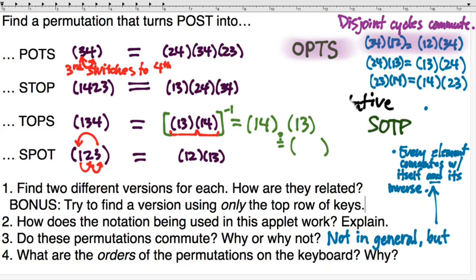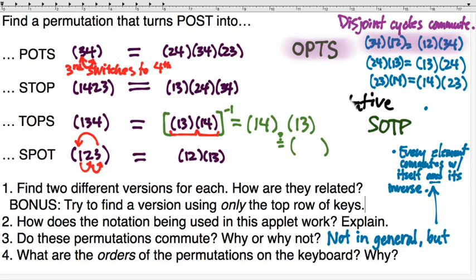All right, so last question to wrap this up. If the order of these transpositions is 2, what's the order of, say, this one, 1, 3, 4? How many times do you have to use this permutation before it becomes the identity? 3 times. If you hit 1, 3, 4, whatever key that is on the applet, if you hit it 3 times, I think you get back to post. Yep. What do you think the order of 1, 4, 2, 3 is? 4.